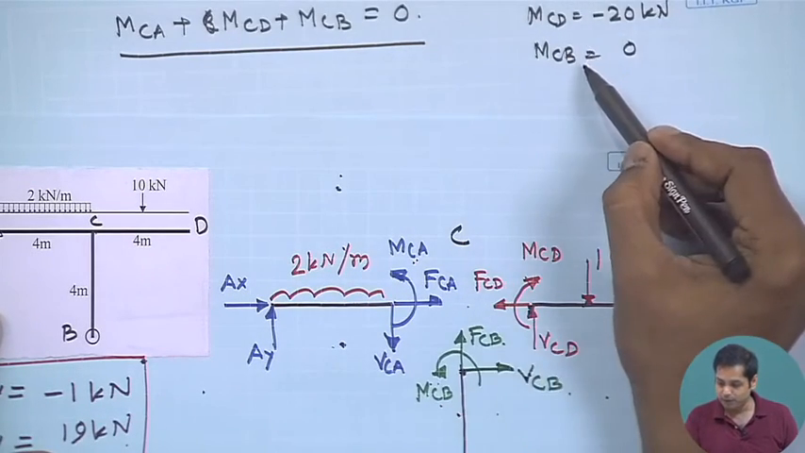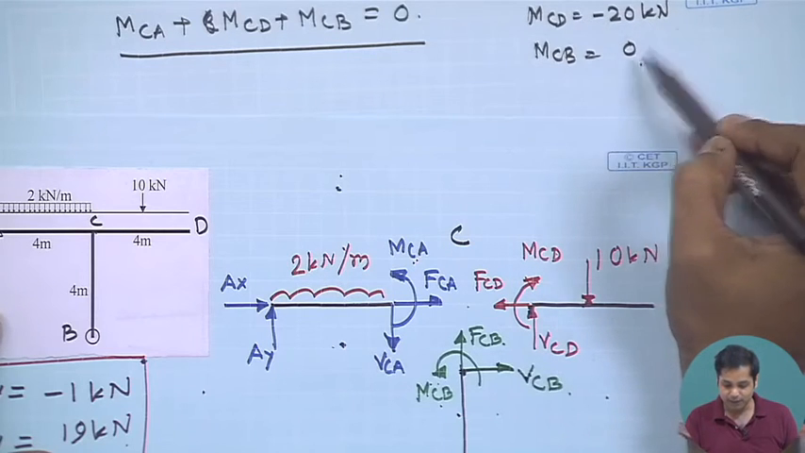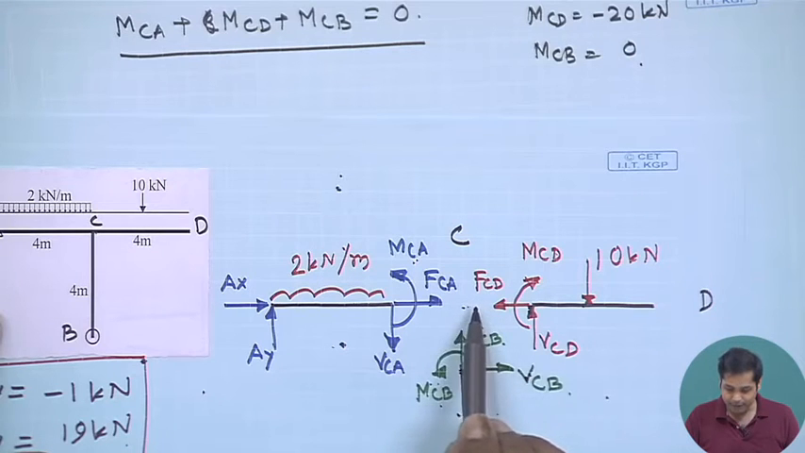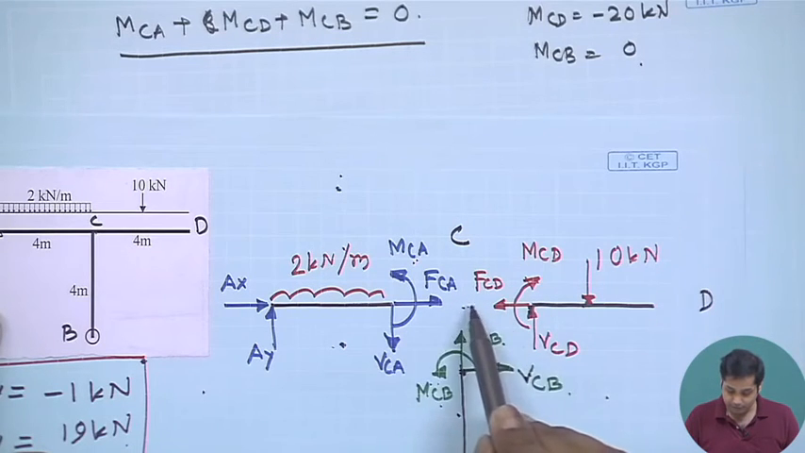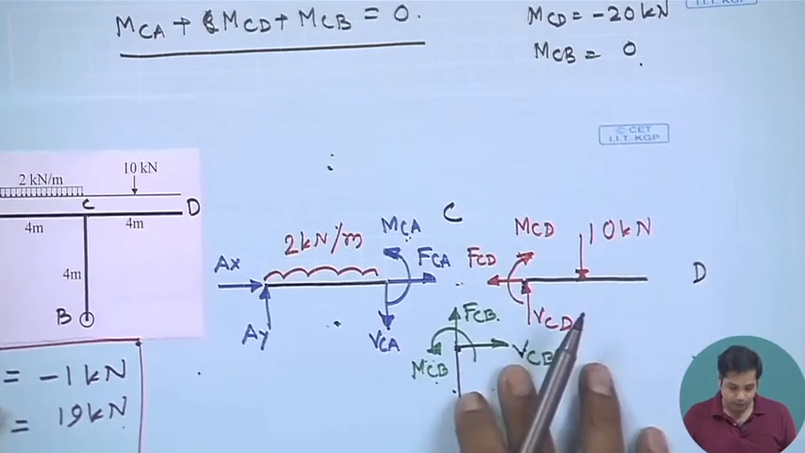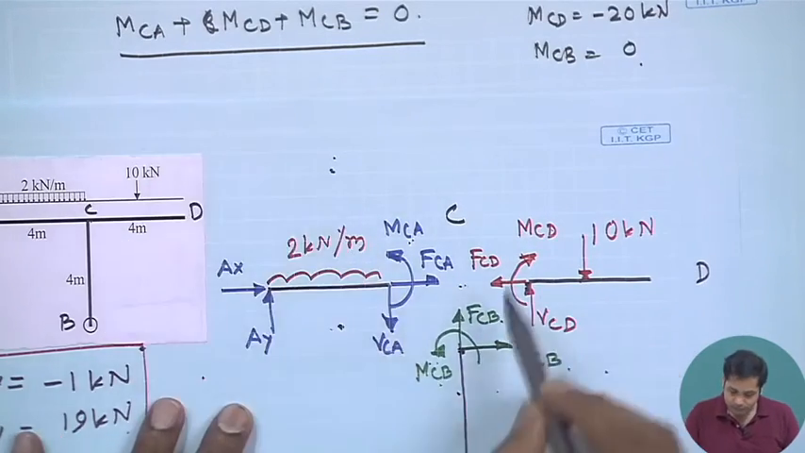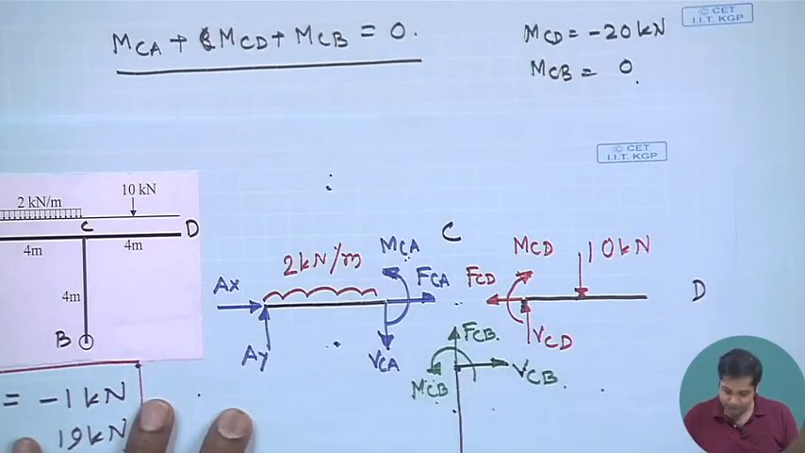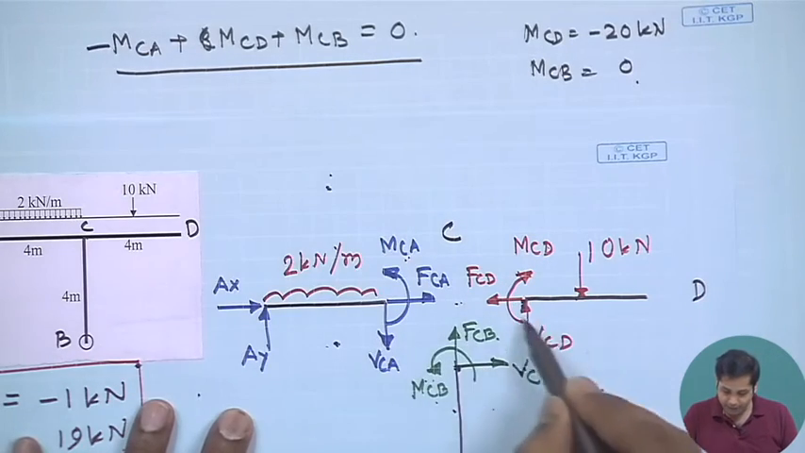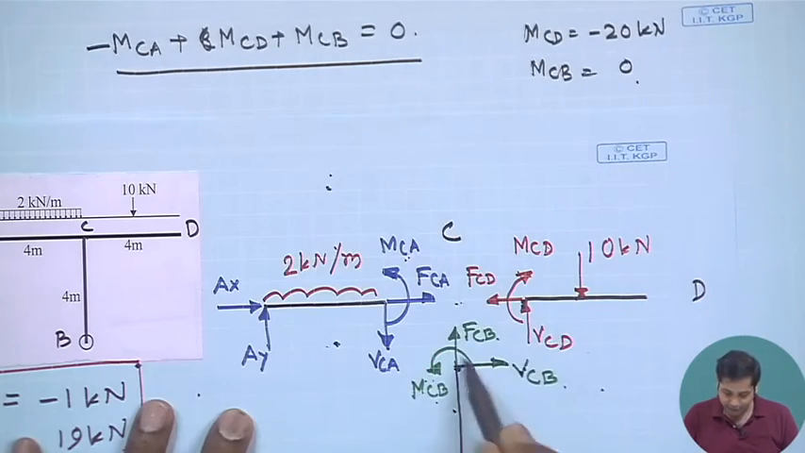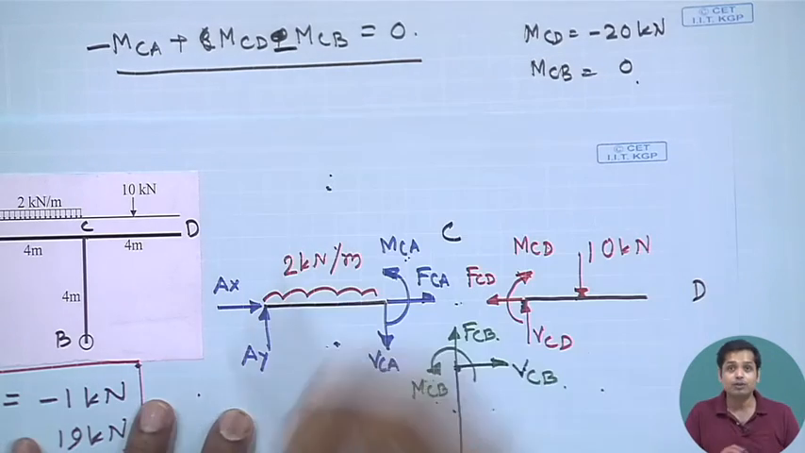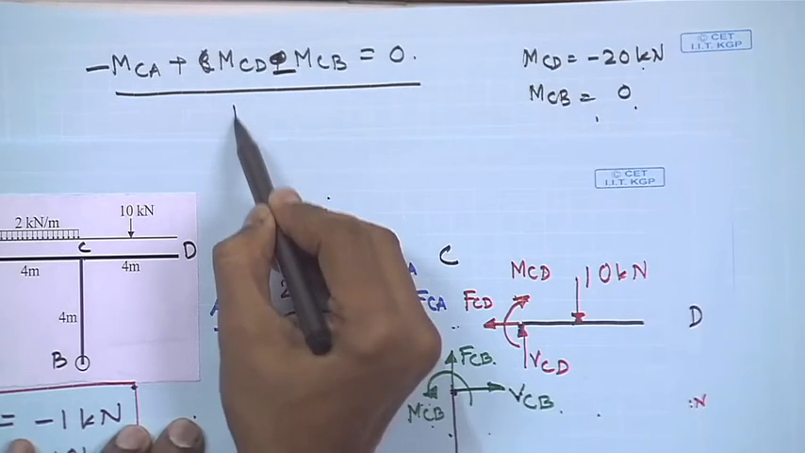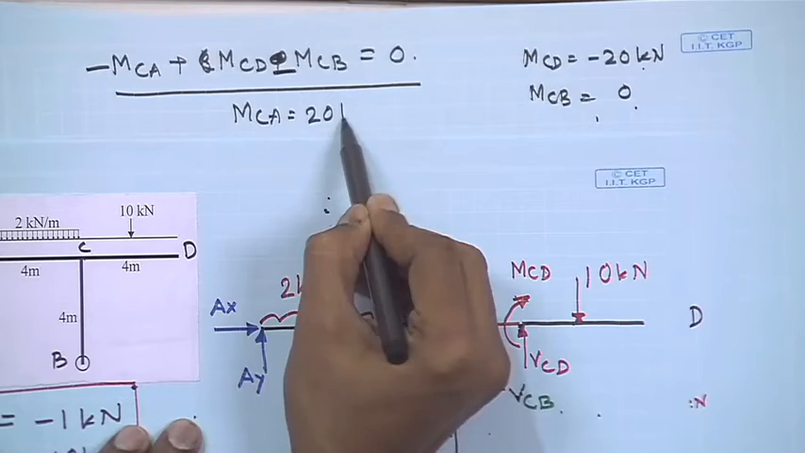So MCB is equal to 0 and MCD is equal to -20, and you need to maintain the equilibrium condition here. The equilibrium condition says the algebraic sum is 0, so these are not all plus. MCA is anti-clockwise, so this is negative. MCD is clockwise, positive, and MCB is anti-clockwise, so this is negative. So this has to be equal to 0. We know MCD is equal to -20, MCB is equal to 0. This gives us MCA is equal to 20 kilonewton.